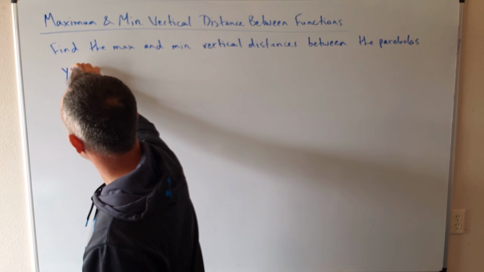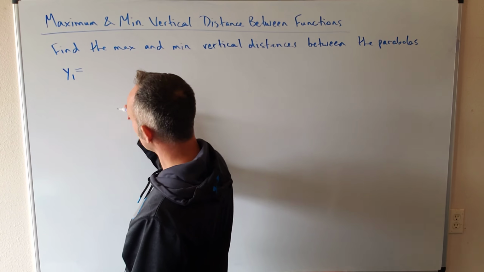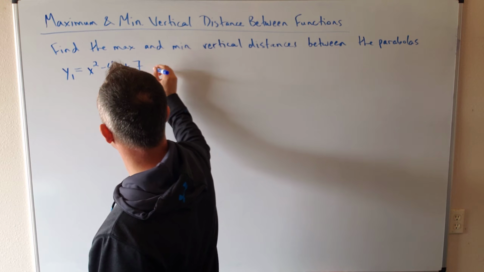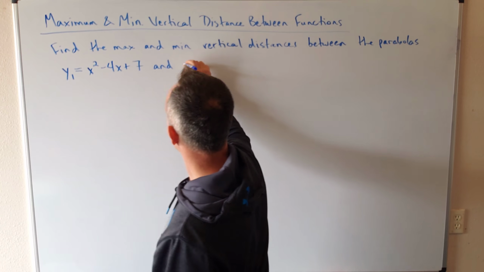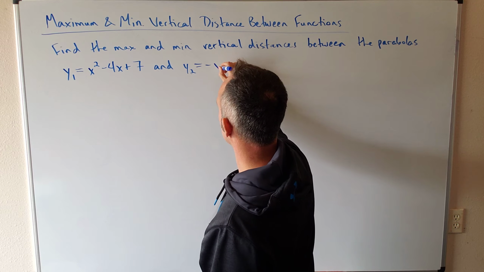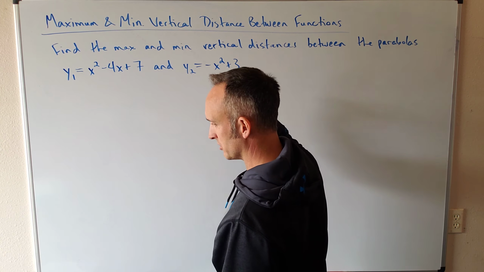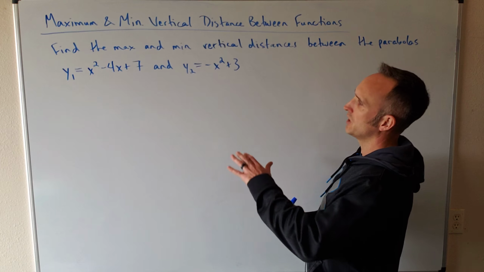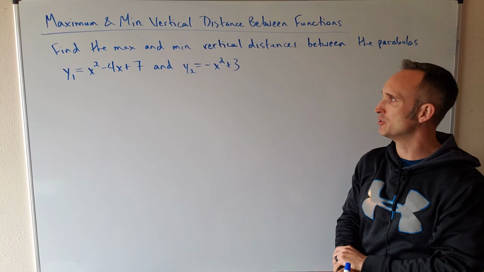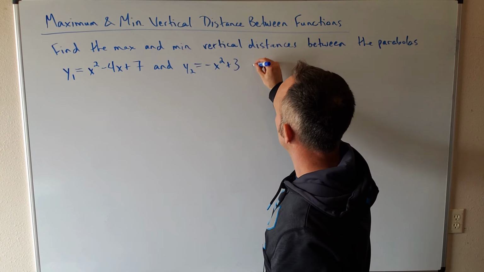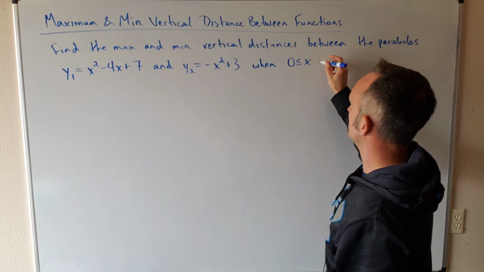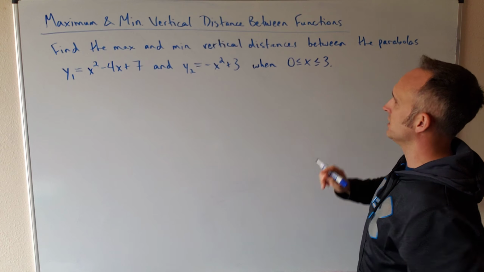Let's say y sub 1 equals x squared minus 4x plus 7, and y sub 2 equals negative x squared plus 3. So we're trying to find the max and min vertical distance between these two curves, these two parabolas. Specifically though, when x is greater than or equal to 0 and less than or equal to 3.